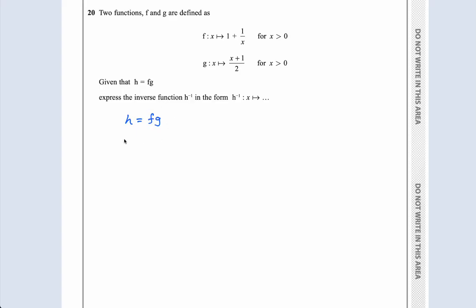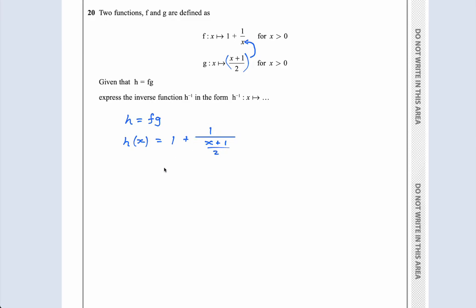So h of x is equal to, I'm going to put g, this thing, into this. So it's going to be 1 plus 1 over, and instead of x, so f, guys, is 1 plus 1 over x. F of g is 1 plus 1 over this. So it's 1 plus 1 over x plus 1 over 2. So I've put this thing in instead of x, like this.